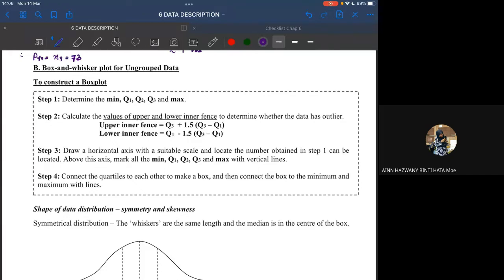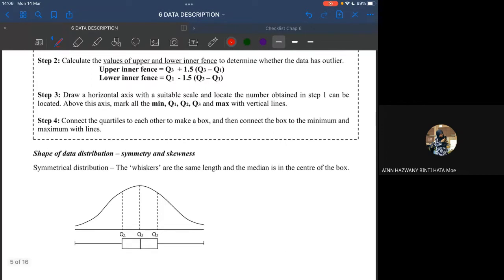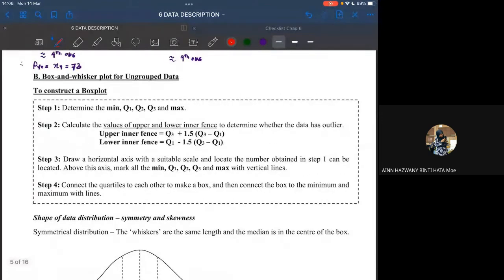Okay, so now we are going to see a box and whisker plot for ungroup data. So for box and whisker plot ni hanya untuk ungroup data sahajalah. So ini step yang kamu kena buat. So kita simplifykan sikit step ni, which is the first thing, kalau ungroup data, the first thing that you have to do is you have to rearrange your data. Okay, arrange kita punya data dulu dalam ascending order. Okay, ascending order. So that is the first thing that we have to do.